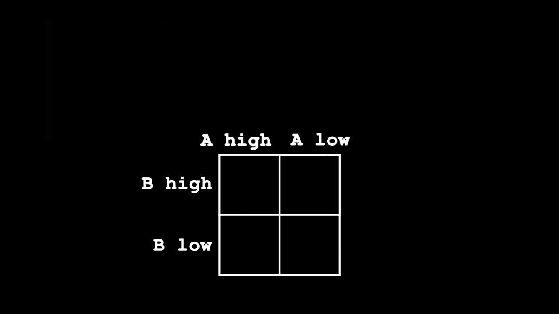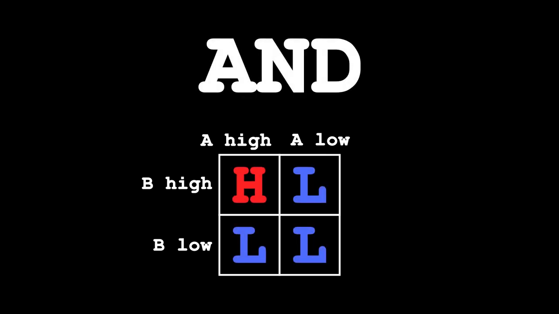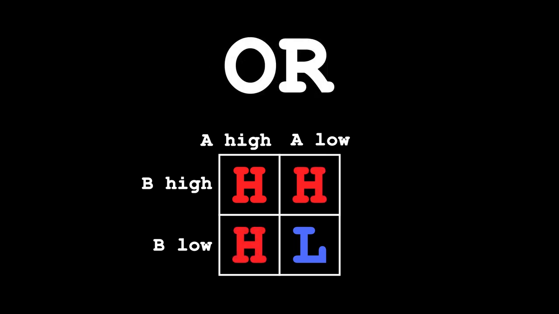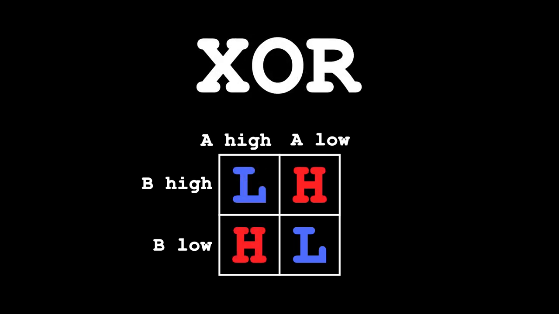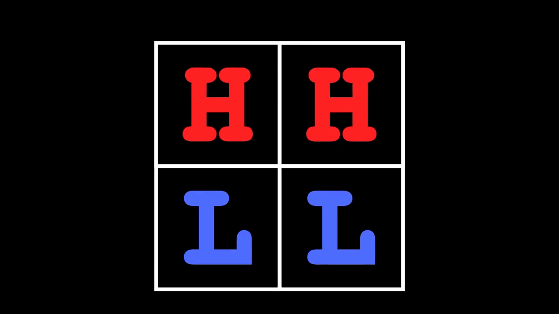Any logical operator is simply a definition of what outputs we want for every possible state. AND, for instance, is low for these three and high for just this one. OR is high for all three of these, and XOR is high for just these two. This presentation is called a truth table. If you understand the table, you understand everything about that operator.